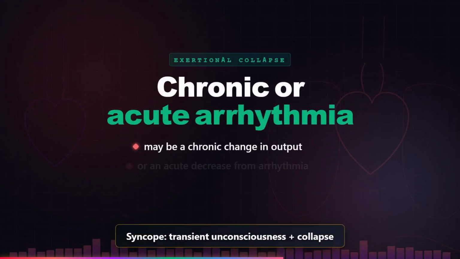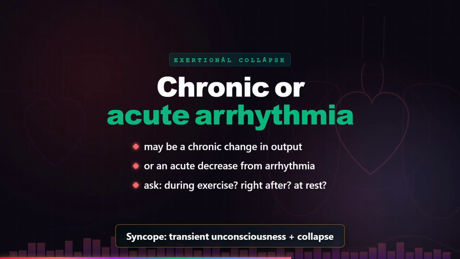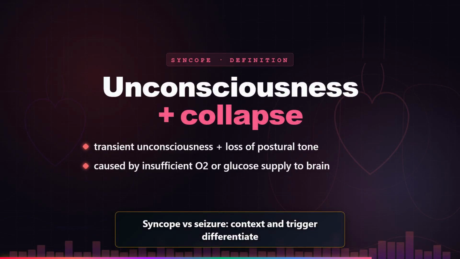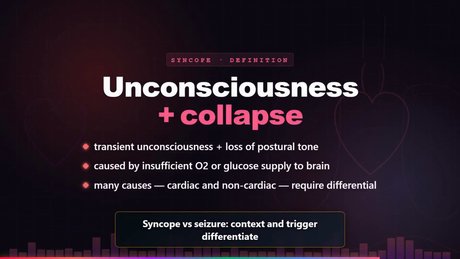Syncope is characterized by transient unconsciousness associated with loss of postural tone, manifested as collapse. It is caused by insufficient oxygen or glucose supply to the brain. Several cardiac and non-cardiac abnormalities can cause intermittent syncope and weakness, which makes differential diagnosis challenging. Syncope must be carefully differentiated from genuine seizure episodes.